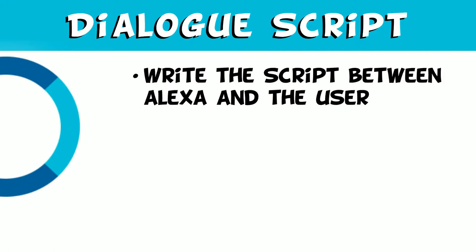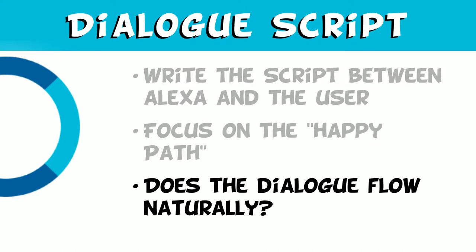So we start with a script. You want to start out with a very simple, brief dialogue between the user and Alexa. You want to make these interactions very brief. At first, focus on the happy path where everything goes well, so there's a successful interaction. And as you're writing out these scripts, think of different phrases and phrasing that could be used, or how the interaction could go in different ways.